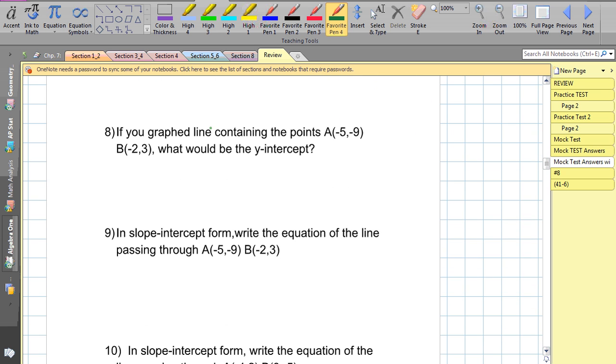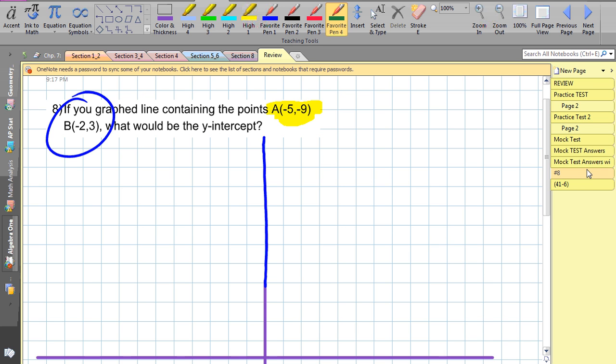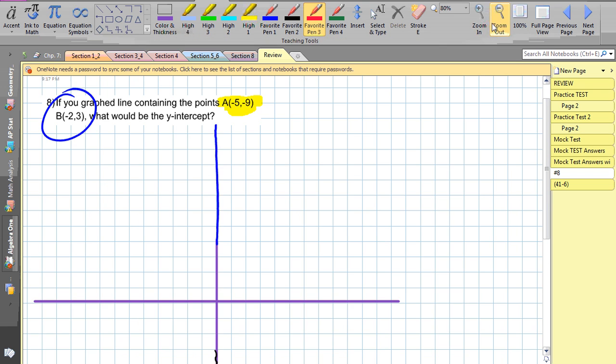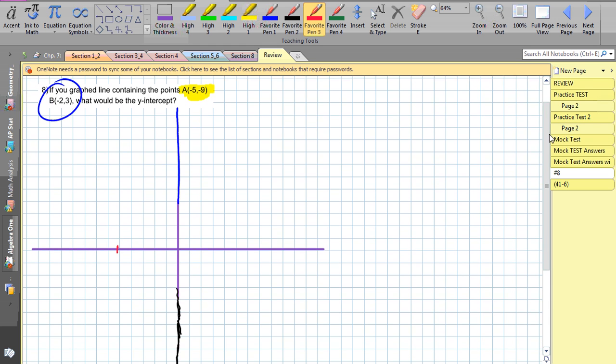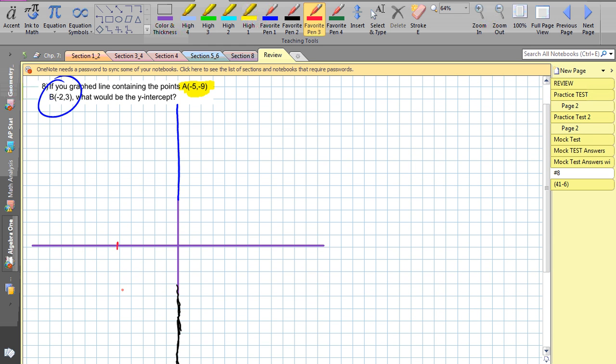Number 8, if you graphed the line containing these two points, what would be the y-intercept? Well, I have this little graph over here that I'm going to try to graph these on and then try to figure out what would be the y-intercept. One technique is to do this visually, so that's the technique I'm going to use first. So negative 5, negative 9. Where's that? 1, 2, 3, 4, 5. That's negative 5. And then I'm going to go down 1, 2, 3, 4, 5, 6, 7, 8, 9. So that's a starting point right there.